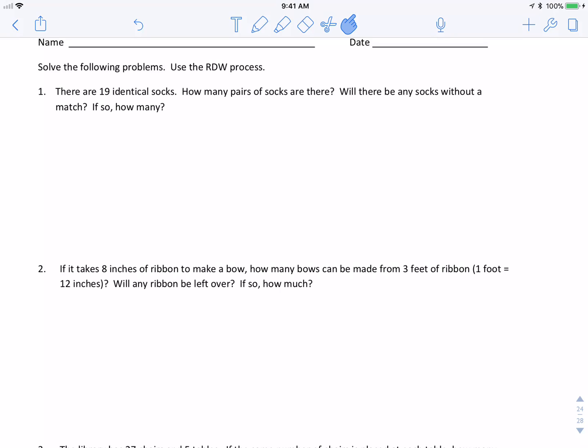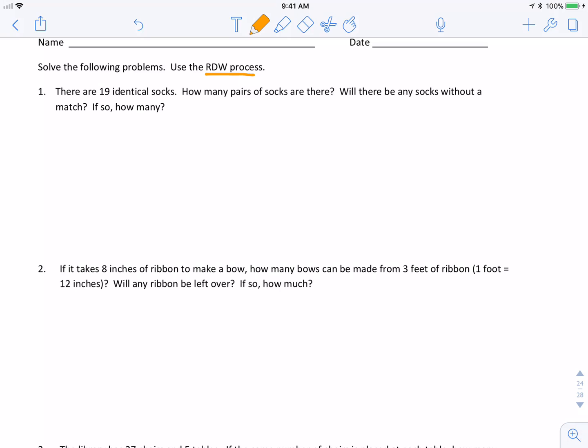There are 19 identical socks. How many pairs of socks are there? You're using the read, draw, write process. So you're going to read it, draw it, and then write it. So there are 19 identical socks. How many pairs of socks are there? Will there be any socks left over without a match? If so, how many? If you enjoy solving the tape diagram way, you can do it that way, or you can do the array method, whichever method you prefer.